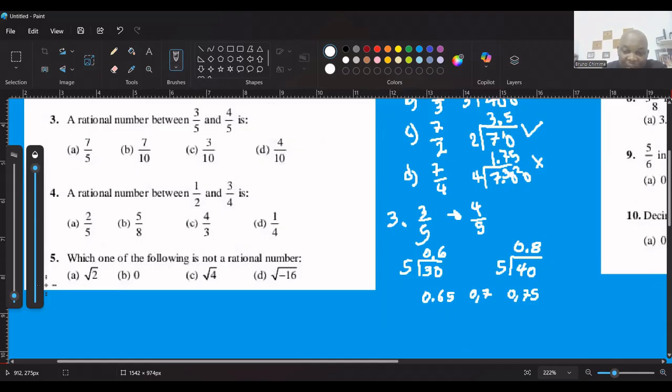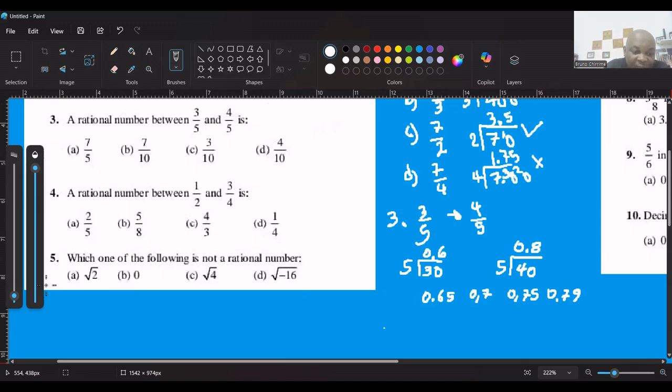But anyway, any number that is above 0.6 and below 0.79, let me add 0.79. All these numbers will actually be between the interval. So let's find out which of these fractions gives us a decimal like that. So which of these rational numbers give us that? So let's start with A.